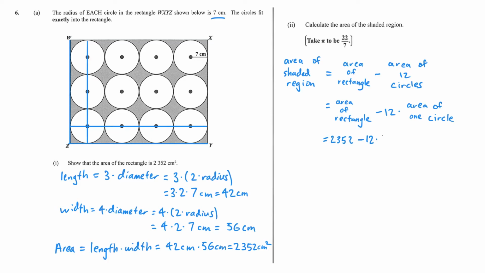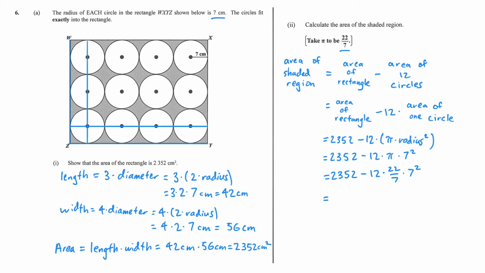Remember that the area of a circle is pi times the radius squared. So plugging in 7 centimeters for the radius, we have 2,352 minus 12 times pi times 7 squared. In this problem, we're asked to assume that pi is 22 divided by 7. So I can write this as 2,352 minus 12 times 22 over 7 times 7 squared. Entering in 12 times 22 over 7 times 7 squared into our calculator, we get 1,848.